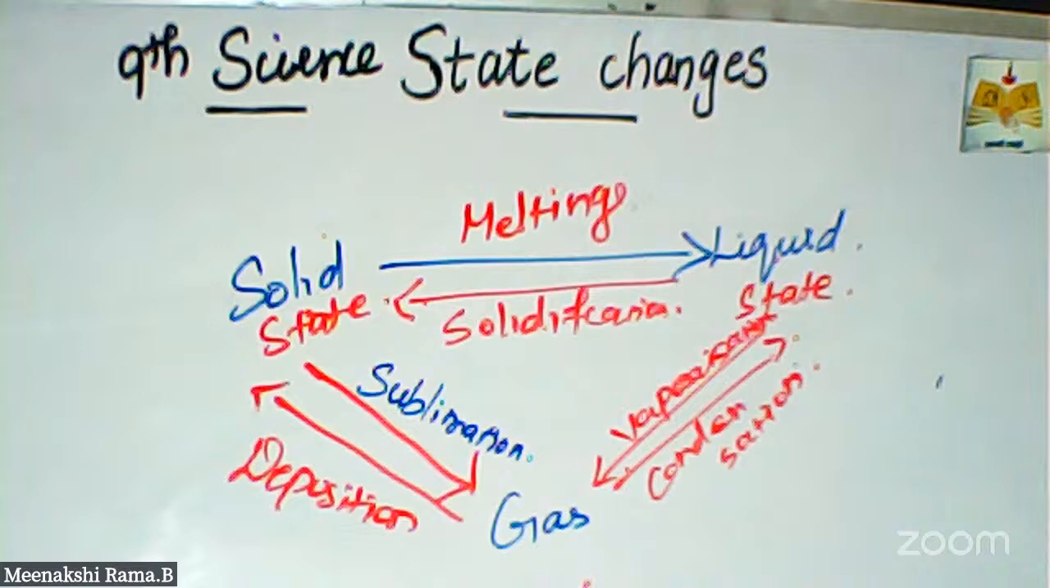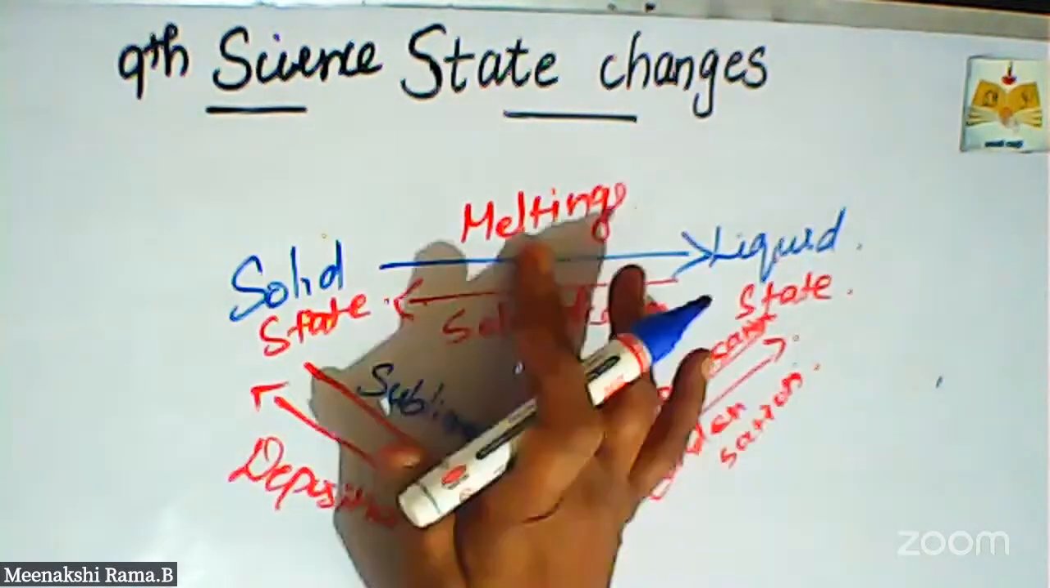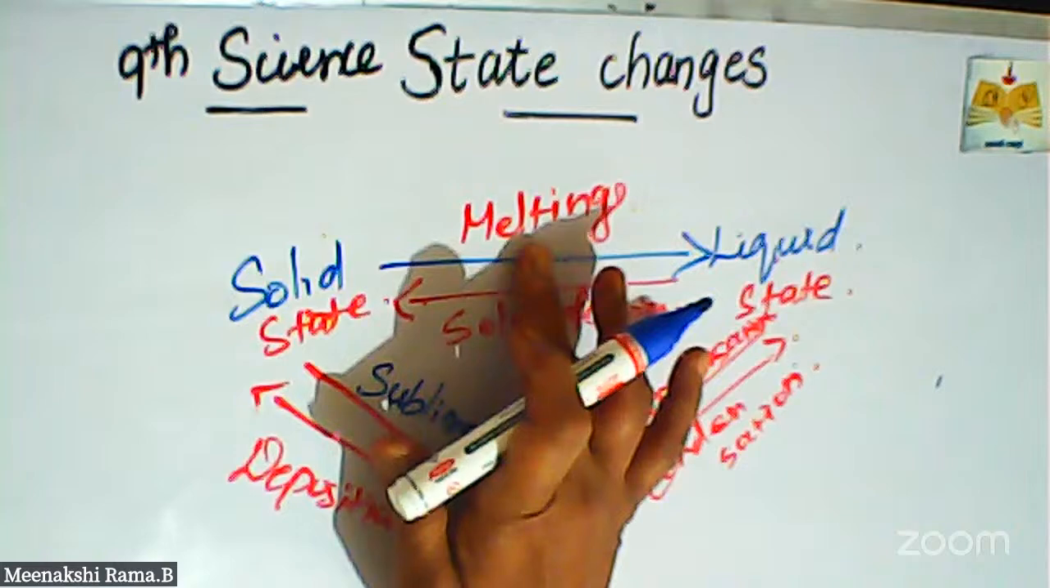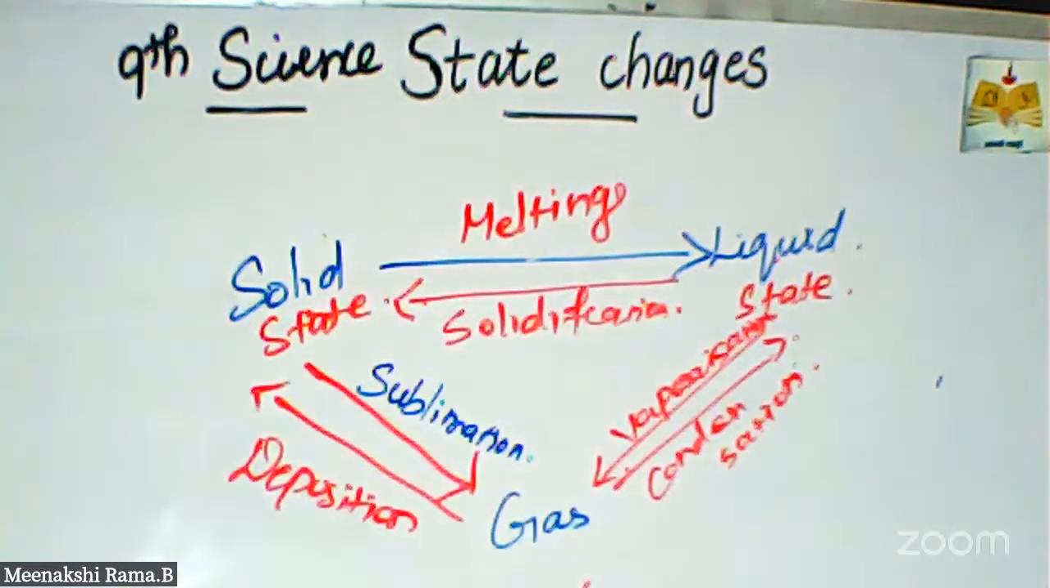Yeah, melting process. The phase change that occurs when a solid substance turns into a liquid substance is called melting point. And next one is vaporization. Vaporization is when liquid changes into gas. So that is called vaporization.